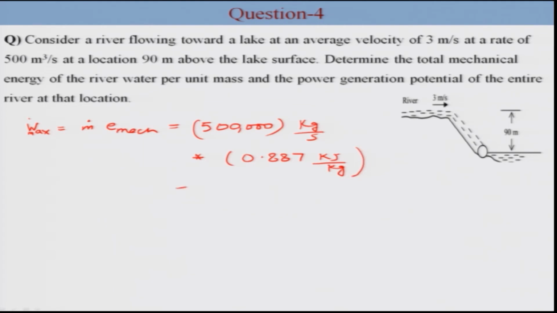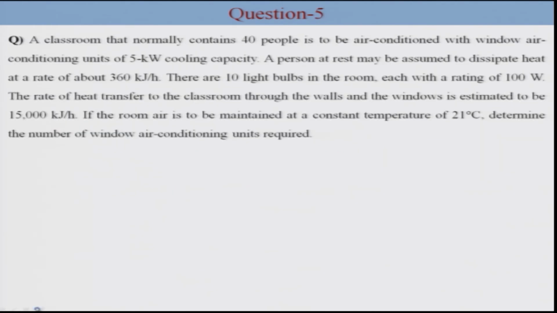So, this is kilowatt, or we can write it as 444 megawatts. So, this is the potential of the river if it is recovered completely. Moving to the next question, which is completely based on energy balance.